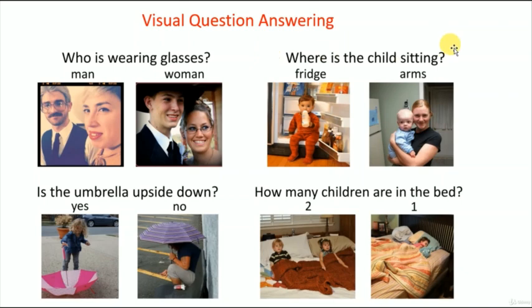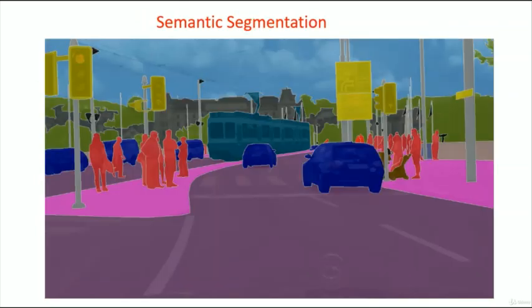Another example here, we give this network two inputs, the question, where is the child sitting, and this image, for example, and the network predicts fridge, and for this image it predicts arms. So visual question answering is an emerging topic in vision language tasks, where it involves answering a question on a given image. Okay, now let's switch back to convolutional networks.